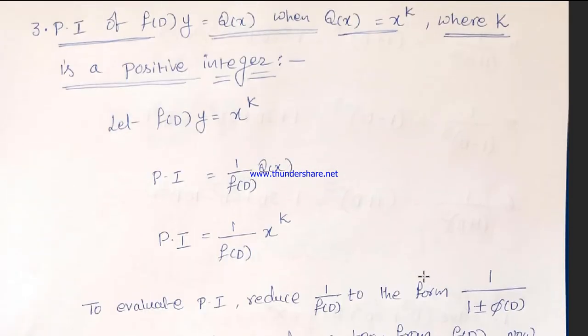Next case is particular integral of f of D into y is equal to Q of x, when Q of x is equal to x power k, where k is a positive integer. So for this we can write f of D into y is equal to Q of x is x power k. Particular integral standard form is 1 by f of D into Q of x. Particular integral is equal to 1 by f of D into x power k.